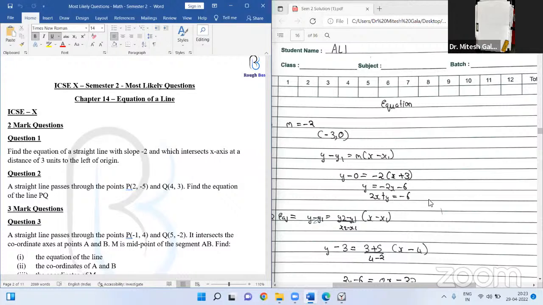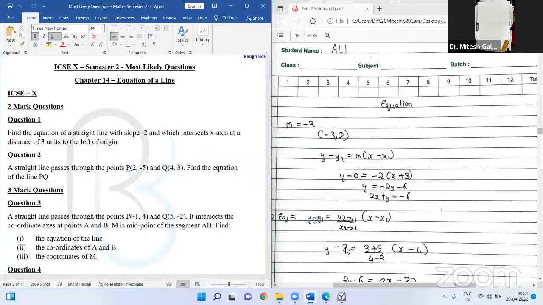So can you explain this sum? Yeah, the slope is minus 2 and the point is lying on the left hand side, so it has to be minus 3, and on the x axis. So minus 3, 0. So you have the point, you have the slope. So you apply the point slope formula, which is y minus y1 equals m times x minus x1. Substitute the answer and you will get the equation as 2x plus y equals to minus 6. Got it, everybody? Good. Chalo, move to the second question.